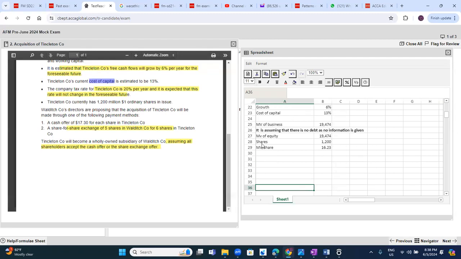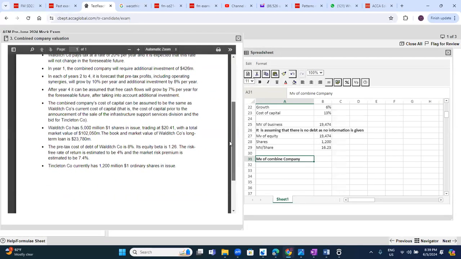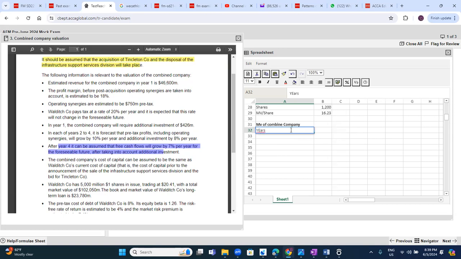Okay, now we need to calculate market value of combined business. Combined company. Okay, let's close it. This is a combined company information. Estimated revenue for 1 year is given. Profit margin is given. Synergies are given per year. What the examiner has given us is the information from year 1 to 4 separately and thereafter separately. Look, information till year 4 is given and after year 4 information is given separately. So this is a multi-growth model. How to apply it? We will make years. Years 1, 2, 3, 4.